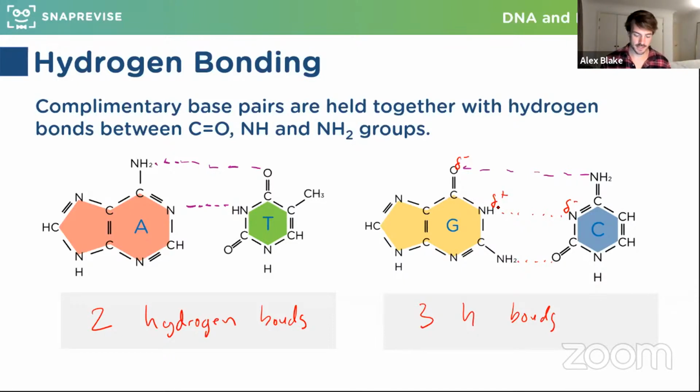Purines and pyrimidines, yes, good. Thanks for reminding me. So yeah, if you're on AQA, you don't need to know this, but everybody else does. So you've always got one purine bonded to one pyrimidine. A and G are the purines, and T and C are pyrimidines.